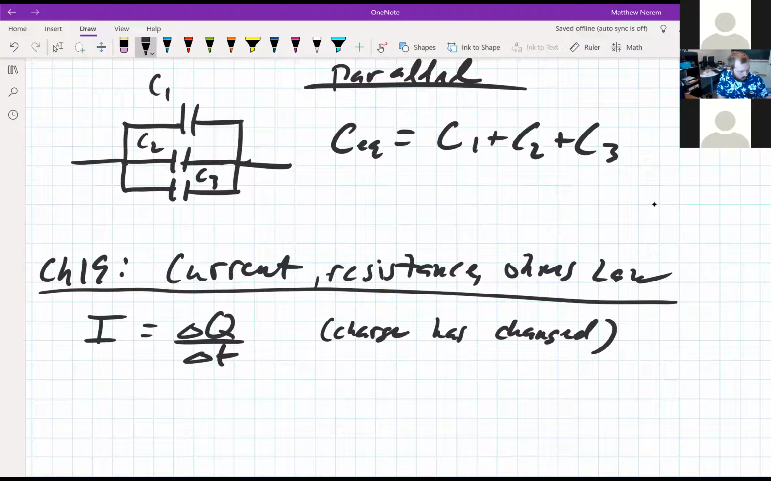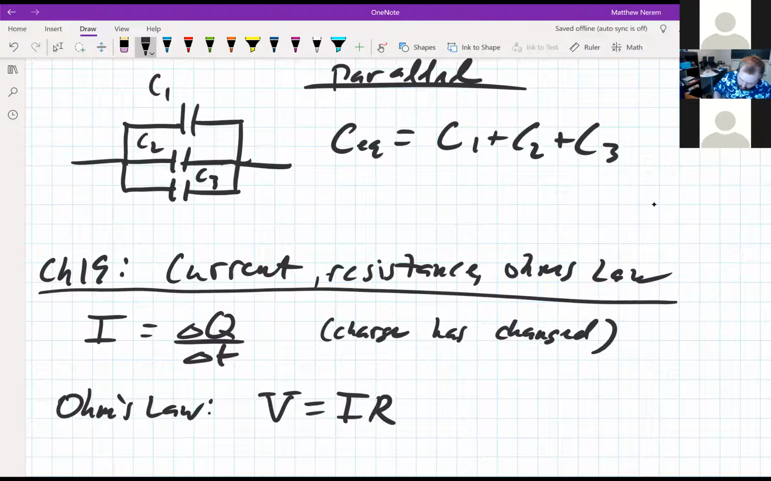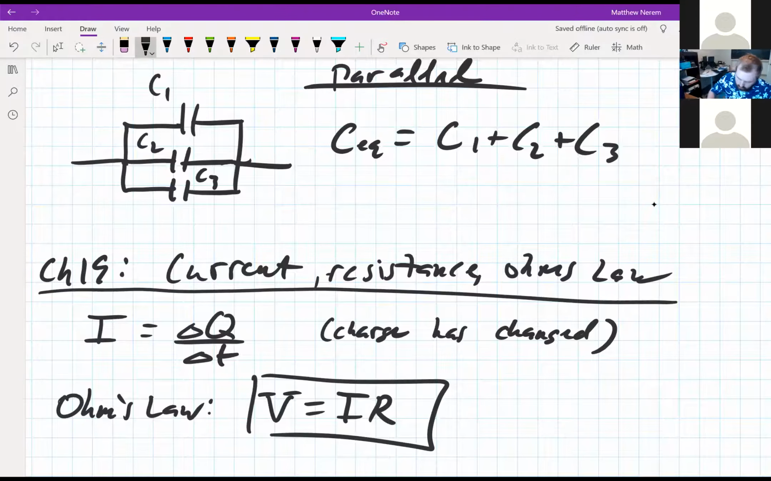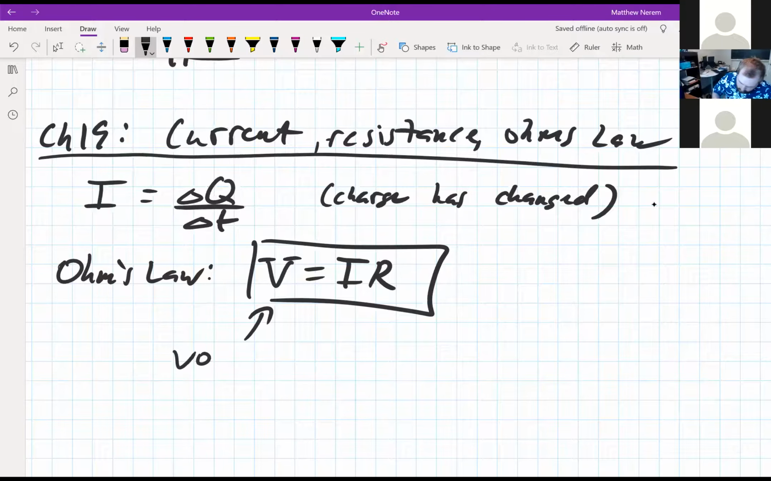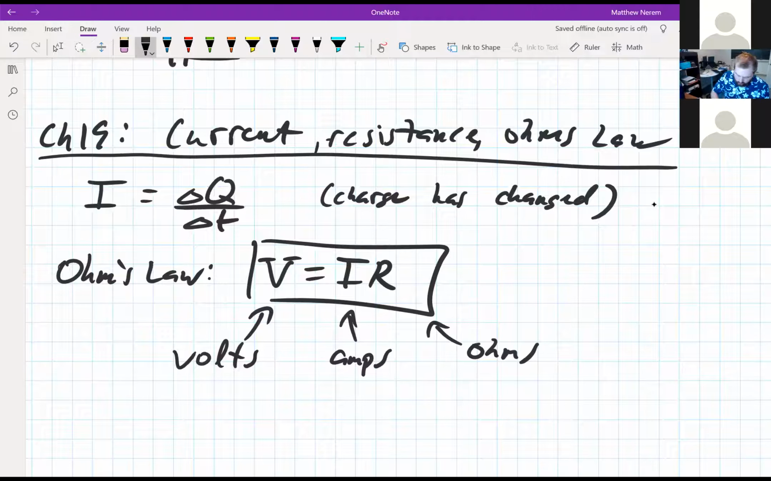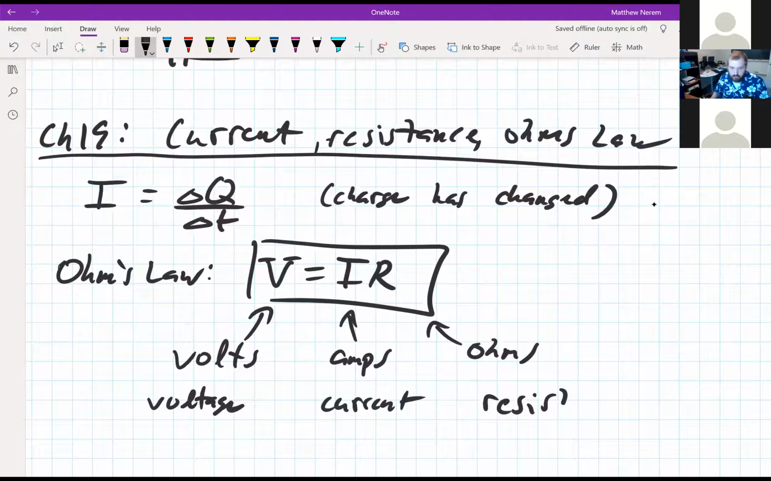Next. Where am I at in my notes? Big one for us. Basically, the only circuit type that we studied is anything that was Ohm's law, and that said V is IR, right? V in volts, I in amps, R in ohms. Voltage, current, resistance.